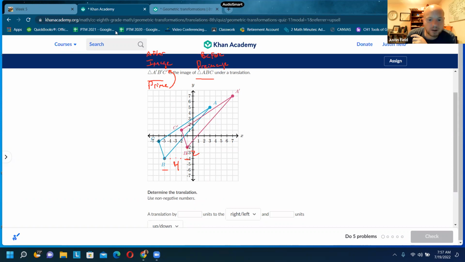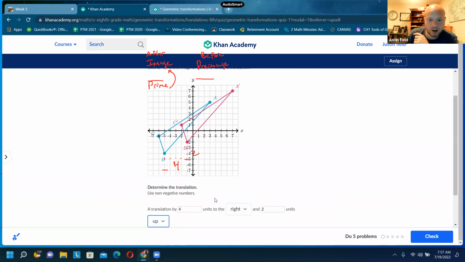Pick a pair of corresponding points. 4 to the right, 2 up.